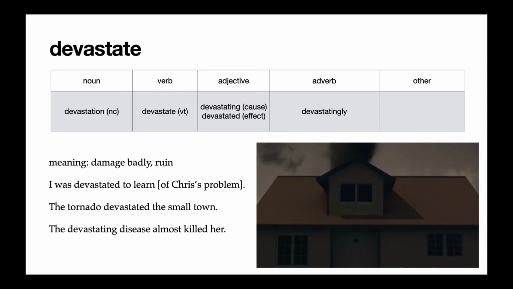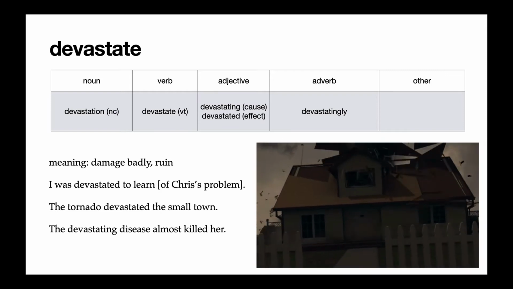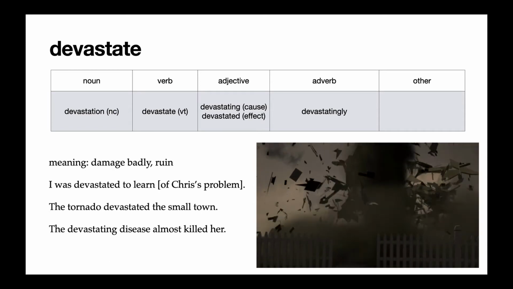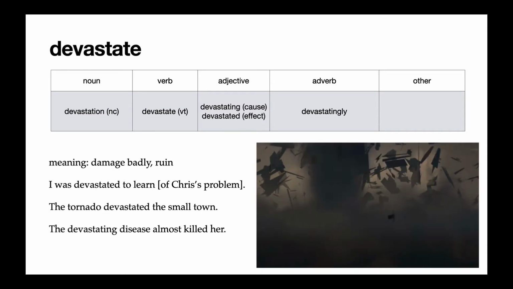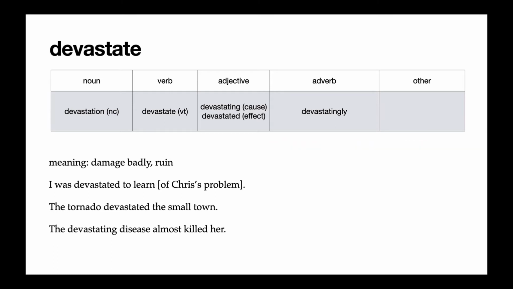So in our second example, we see the verb form. The tornado devastated the small town. That means it caused a lot of damage to the small town. And in the last example, we have the adjective form, the cause. The devastating disease almost killed her.